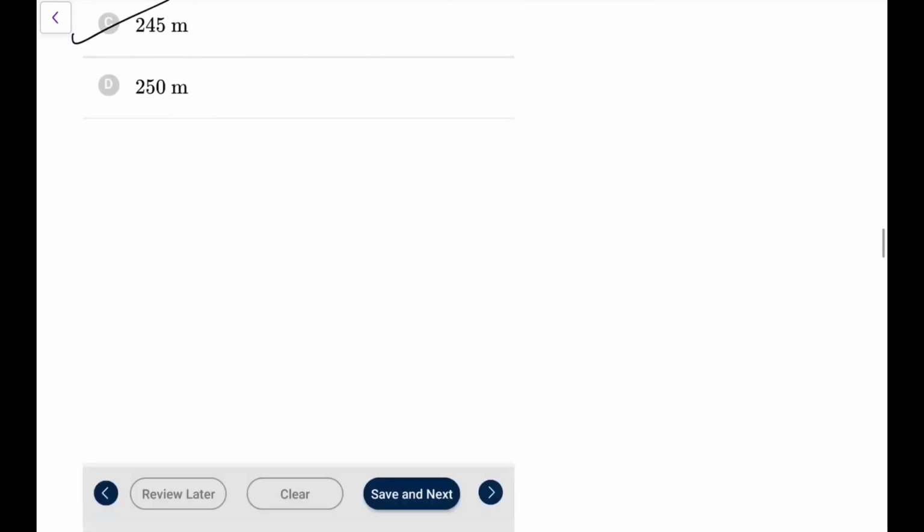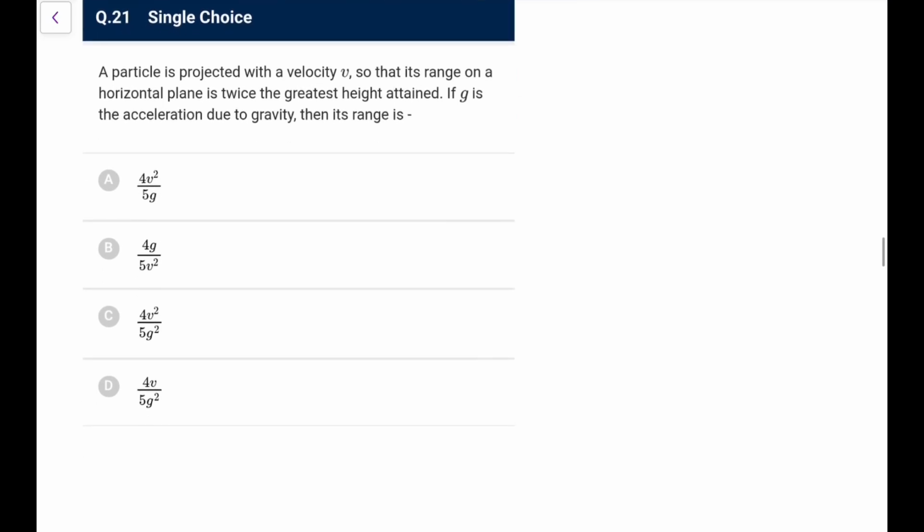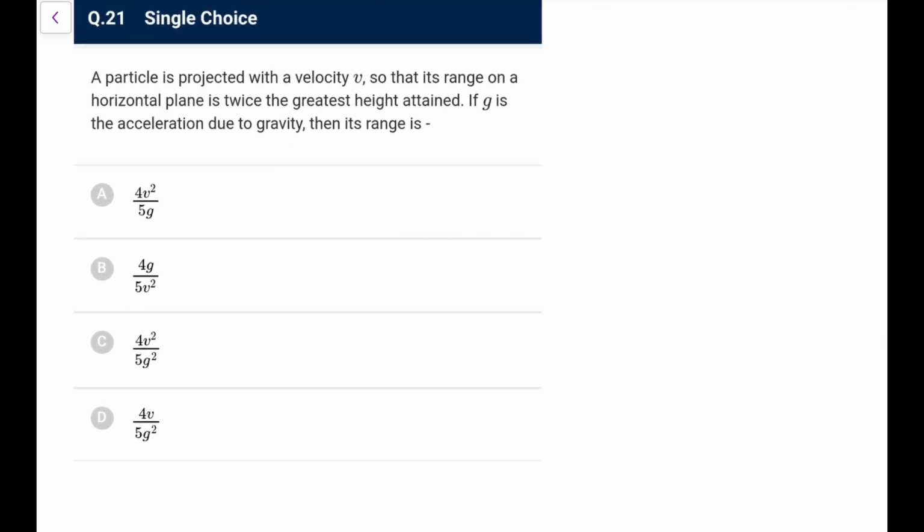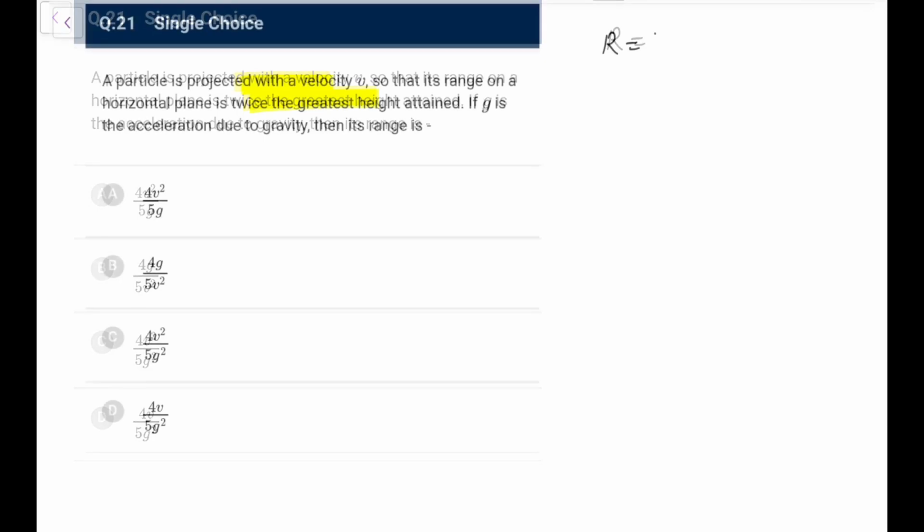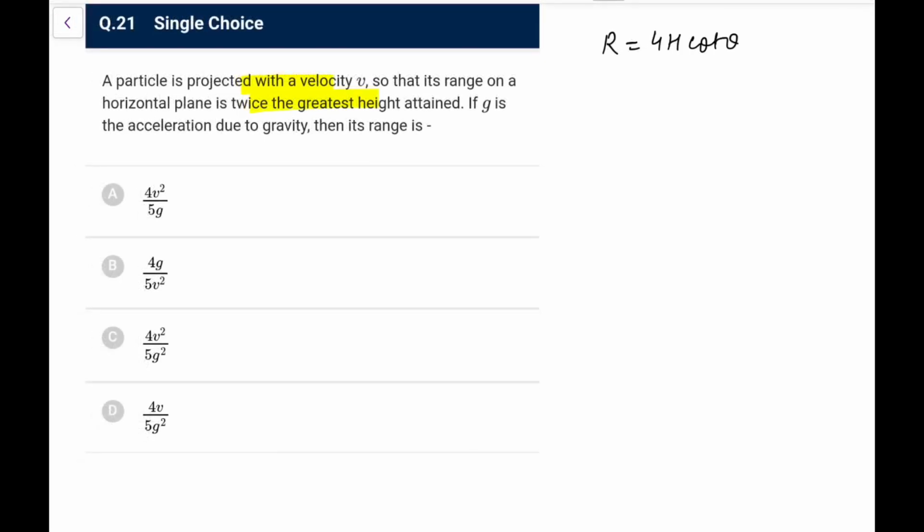Next. Now the 21st question: a particle is projected with velocity v so that the range on the horizontal plane is twice the greatest height attained. If g is the acceleration due to gravity, then its range is going to be... So simply we can make it out. Range R, if you remember, is equal to 4H cot theta, that is the relation that you remember. So here R is 2H, so 2H is 4H cot theta, that means cot theta is equal to 1 by 2, or you can say tan theta is equal to 2 for this particular thing.